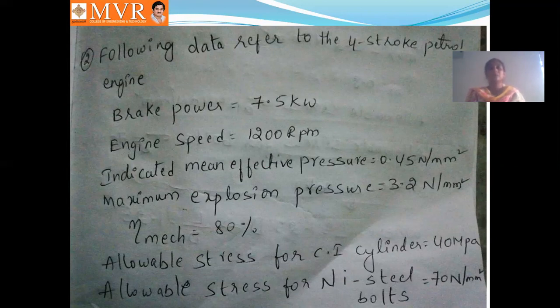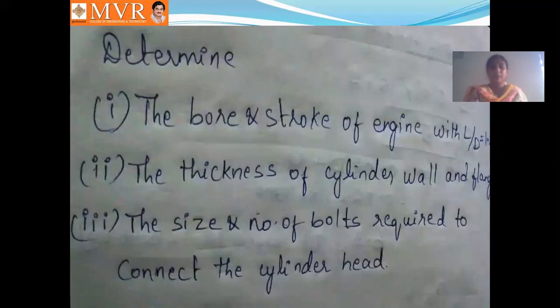Allowable stress for CI cylinder. Allowable stress is indicated as sigma, so sigma allowable is equal to 40 megapascal. Allowable stress for Ni steel bolts is equal to 70 Newton per mm square, that is, sigma allowable for Ni steel is 70 Newton per mm square.